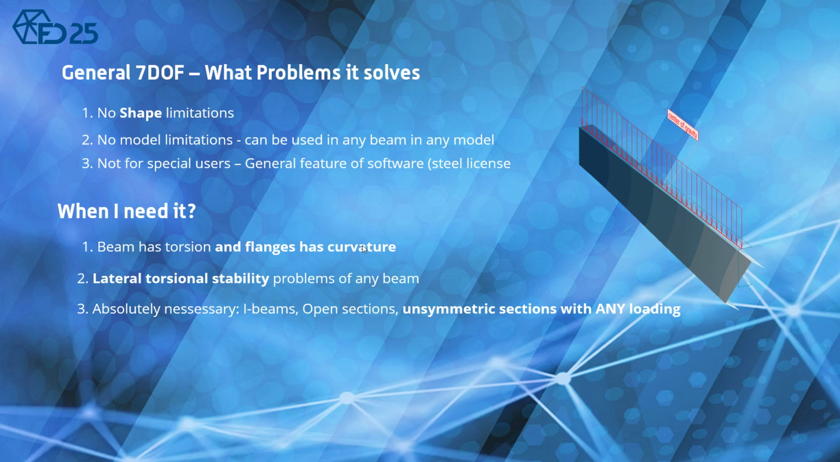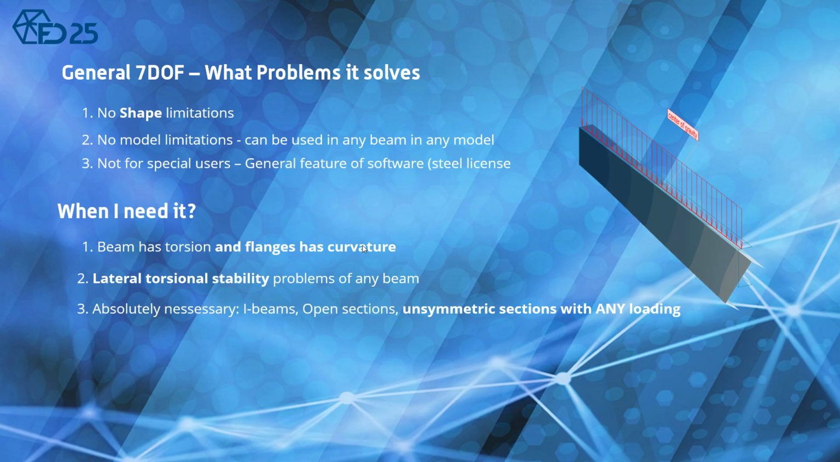And what problem does it solve? So first of all, our method has no shape limitations and no model limitations, so anyone can use it. You only need a steel license, and even if you don't have a steel license, you can make one beam with the 7 degree of freedom. It's not for special users because you don't have this limitation. So any beam in any model can be turned into a 7 degree of freedom beam model.